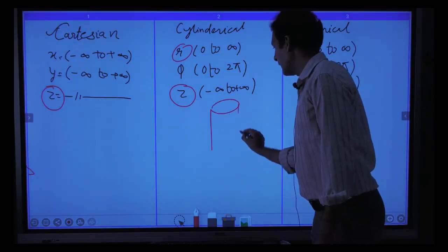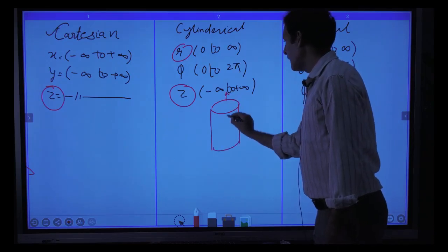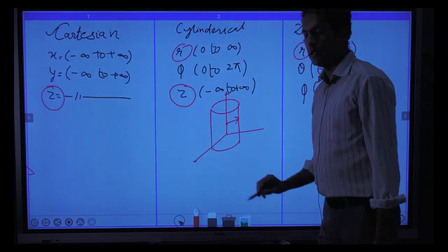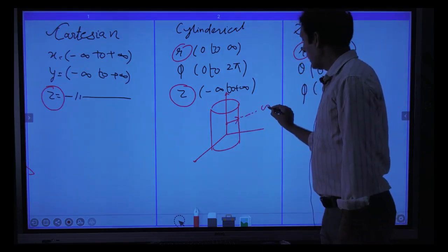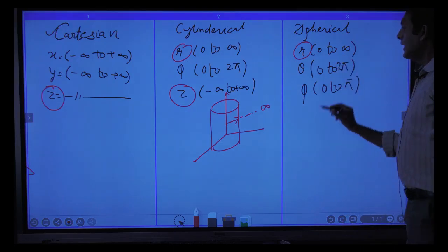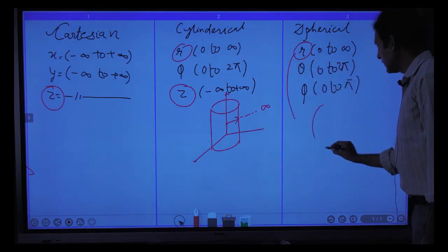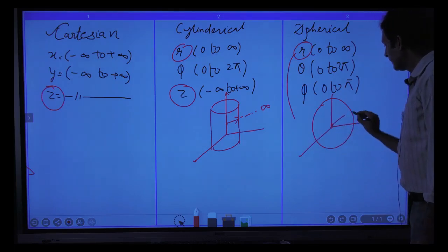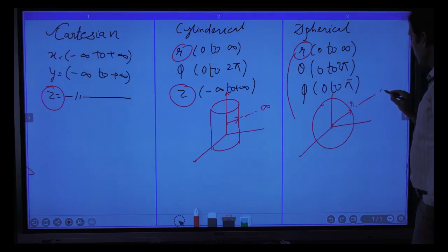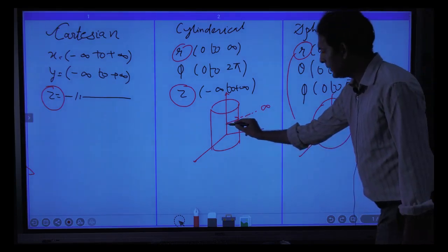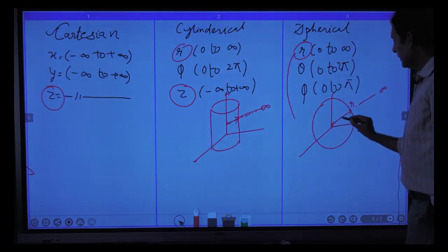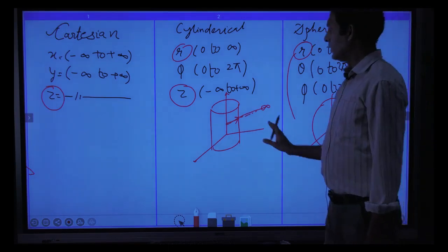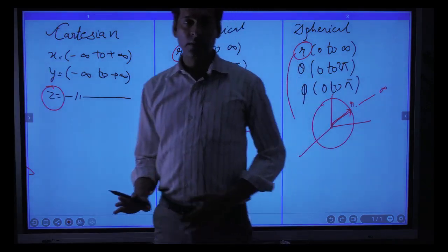Here if we see the cylinder, the radius of the cylinder we calculate from the z line. It may extend up to infinity. But the radius for the spherical coordinate system we calculate from the origin, and it may go up to infinity. So this radius is calculated like this, and this radius is calculated from the origin. That is the difference. So with this, we have discussed these three coordinate systems.